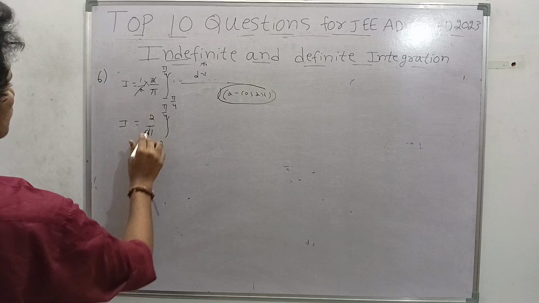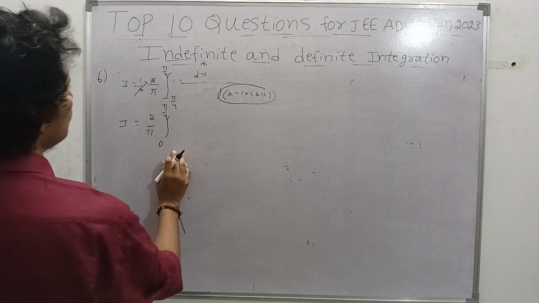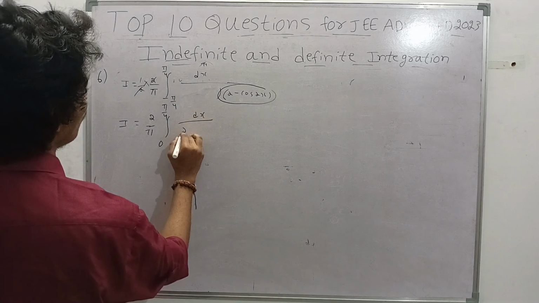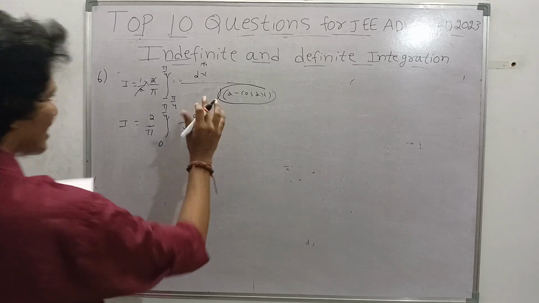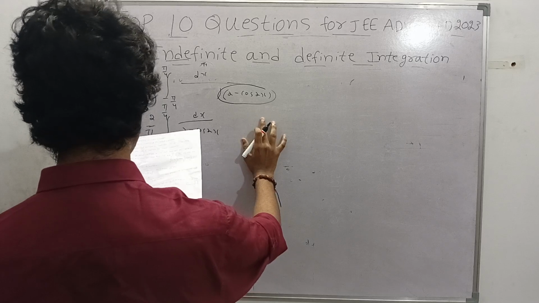Again 2 by pi. There is no change here. Again 2 by pi, 0 to pi by 4, dx divided by 2 minus cos 2x. This thing, sorry, up to now I didn't reveal the question. Yes, it is correct.